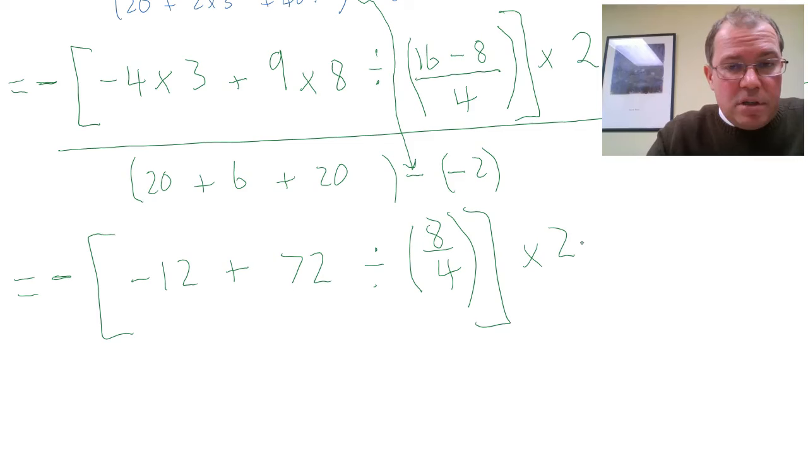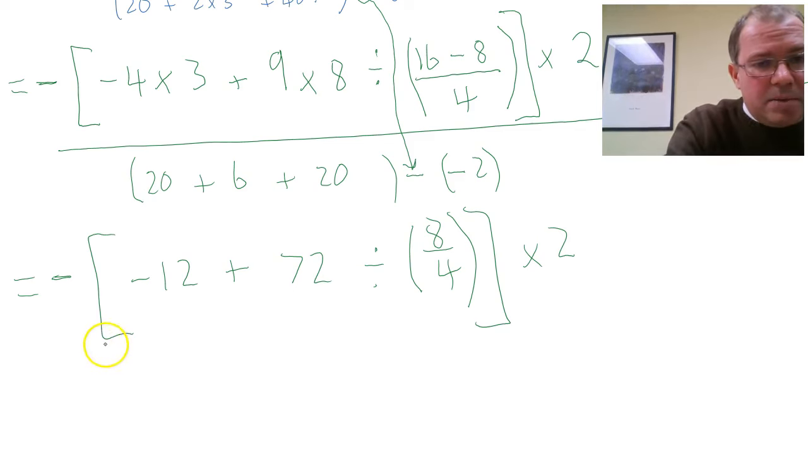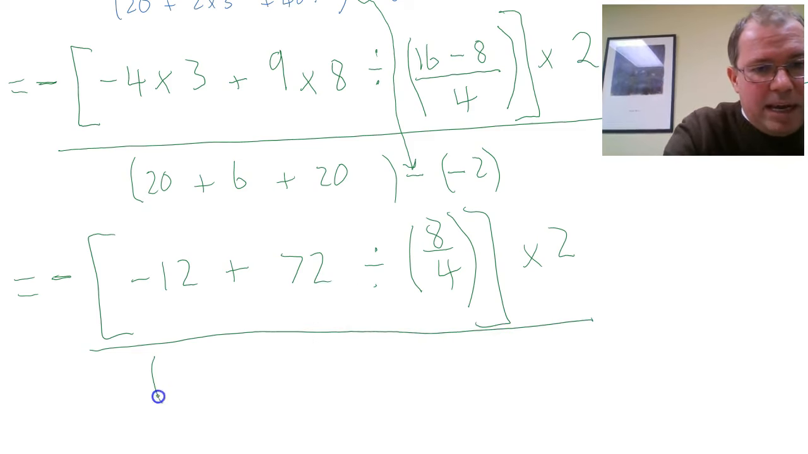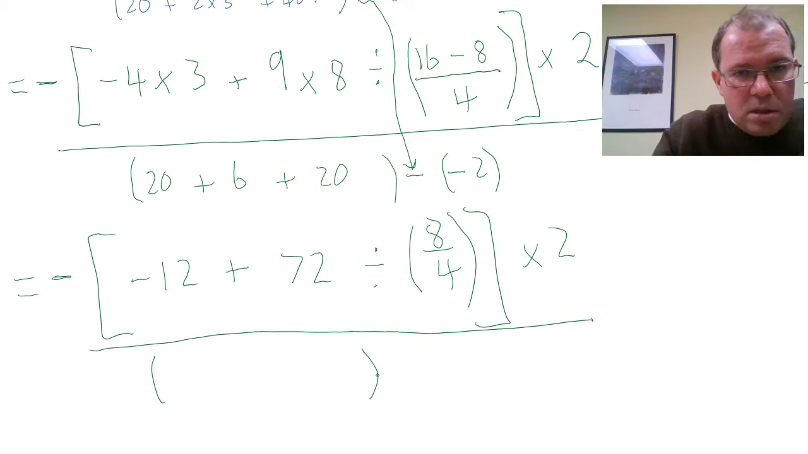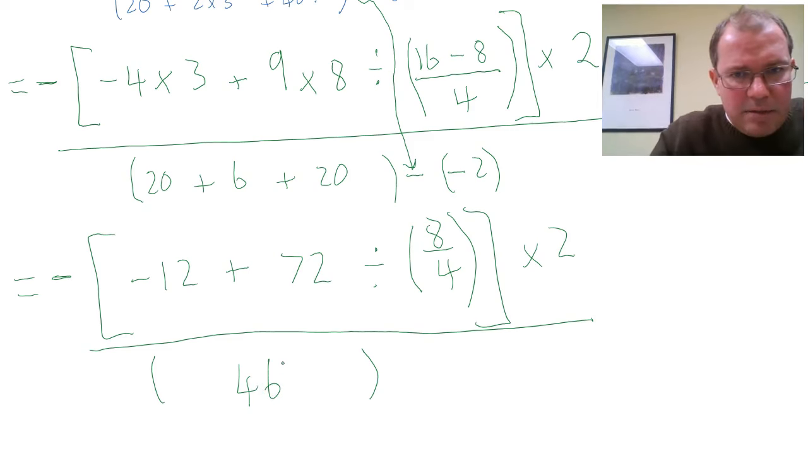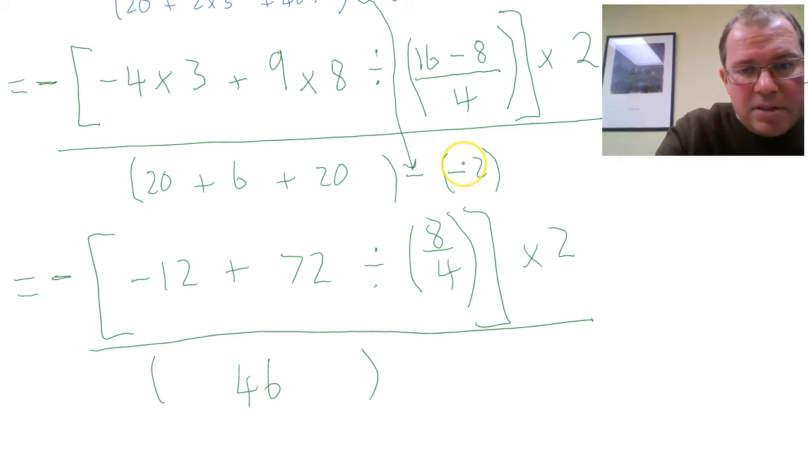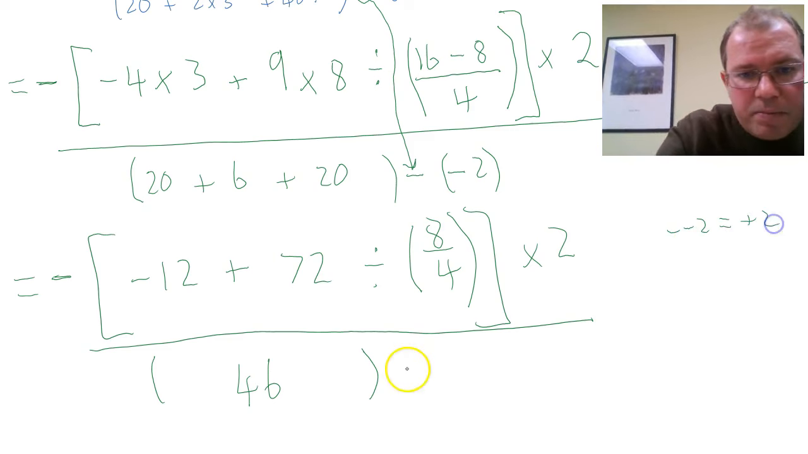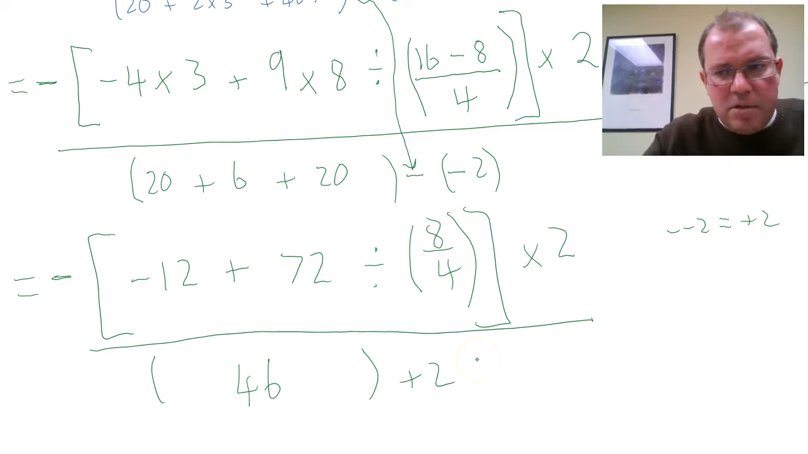Some of you might have done 8 divided by 4 and written 2 down straight away. That's fine, of course, as long as you don't make a mistake. All divided by, and then I'm going to sort this bracket out in here, and I'm going to do it all at once. 20 add 20 is 40, add 6 is 46. Notice I chose to do that in a slightly different order. The two negatives next to each other, minus minus 2. Remember that minus minus 2 makes a positive 2. So I've got a positive 2 there.